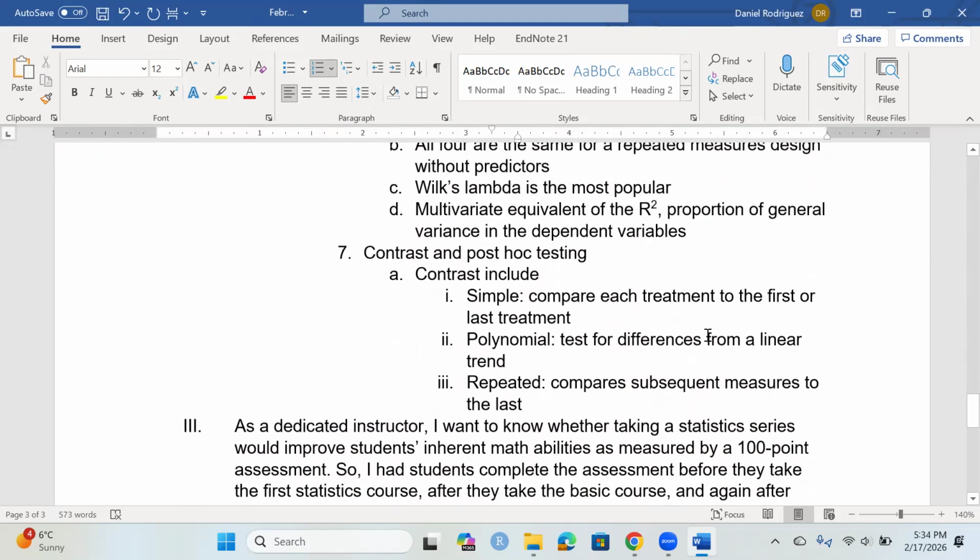Then we can also, of course, do post hoc comparisons. Something we may want to do is compare each of our repeated measures to the original. So compare each treatment, and this is called simple comparison. We could do a polynomial contrast, or a repeated contrast, which compares subsequent measures to the last. So 1 to 2, 2 to 3, etc.